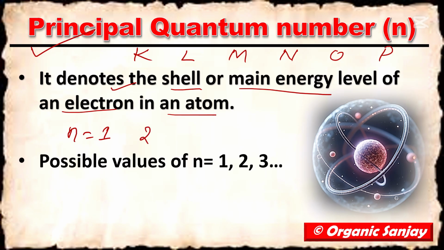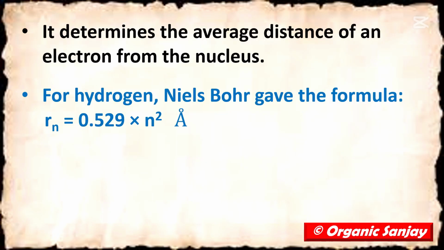If we write n is equal to 2, it means the electron is in the second shell. n is equal to 3 means it is in the third shell or the M shell, and so on. So possible values of n are 1, 2, 3, 4, 5, 6, and so on. With the help of the principal quantum number, we can also determine the distance of a particular shell from the nucleus. For example, for hydrogen, Niels Bohr obtained a formula that radius is equal to 0.529 into n square, where n means the principal quantum number.